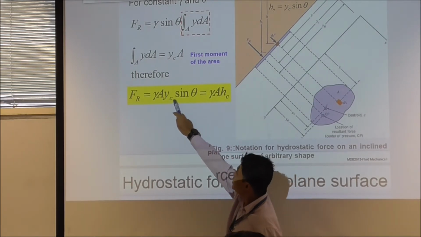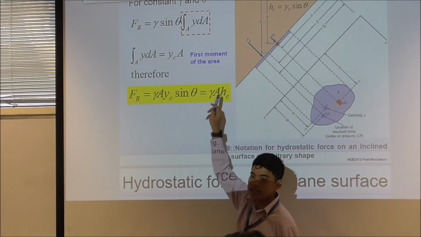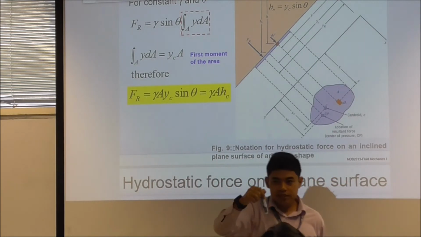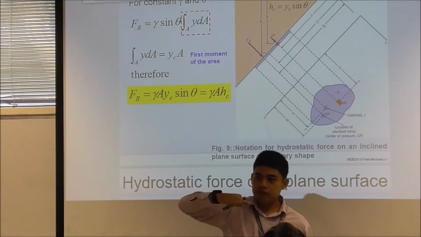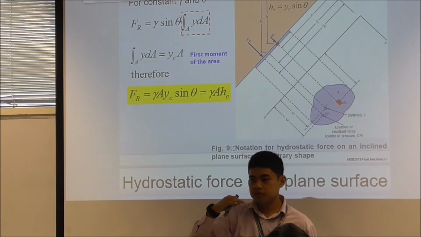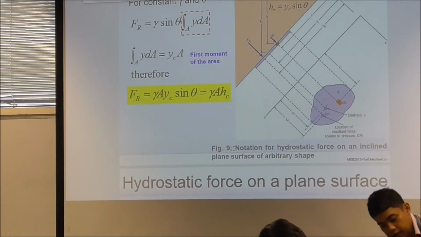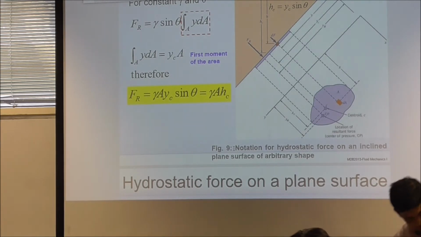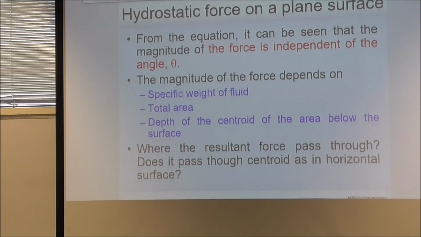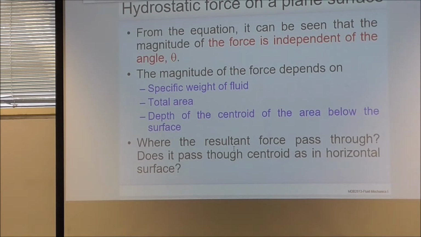So YC sin theta is nothing but your HC. HC is the head of the centroid from the surface, the depth of the centroid from the surface. Let's say you have water on this, and the centroid of this is of course in the middle. So HC is from that to that. You should not worry about that. The thing to worry about is where is the location of it.